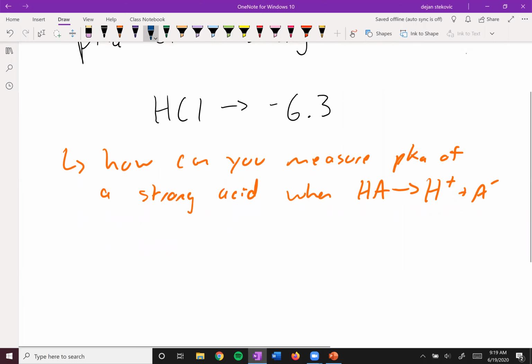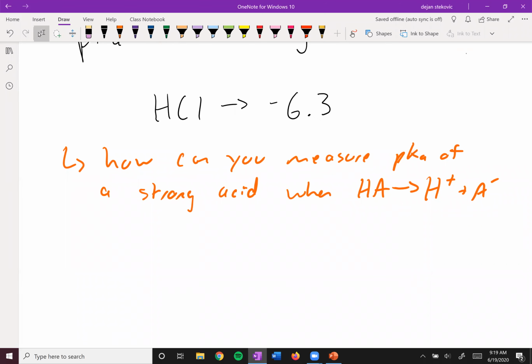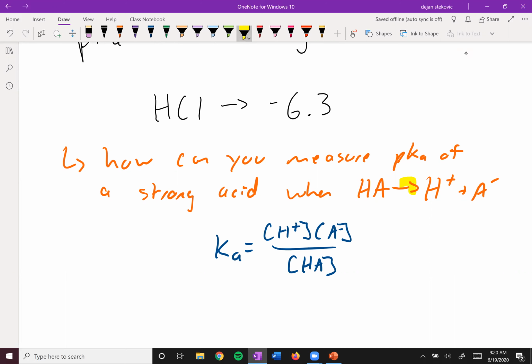If we think about it, the pKa is just the negative log of the Ka. And when you look at the Ka, it's the concentration of the products over that of the reactants, right? But here we have complete dissociation, which means that we don't have any reactants. So at the end, we have zero of this, right?